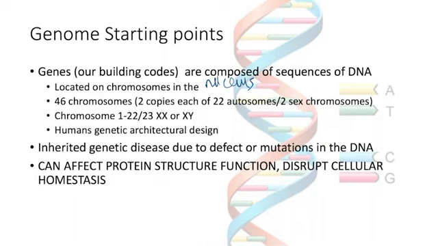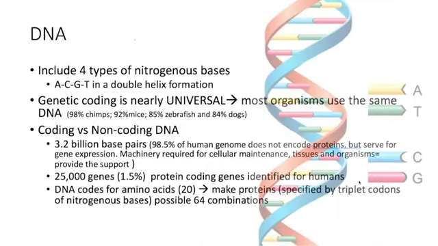Ultimately, what we are getting with DNA transcription is protein synthesis, and anything that can result in mutations or disruption can affect protein structure and function, and disrupt that homeostasis. Remember that you have 4 nitrogenous bases, ACGT, and a double helix formation. Also, that genetic coding is nearly universal. Most organisms use the same DNA, and this is how common it is.